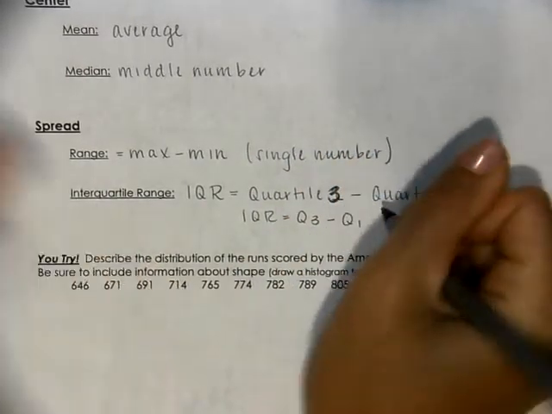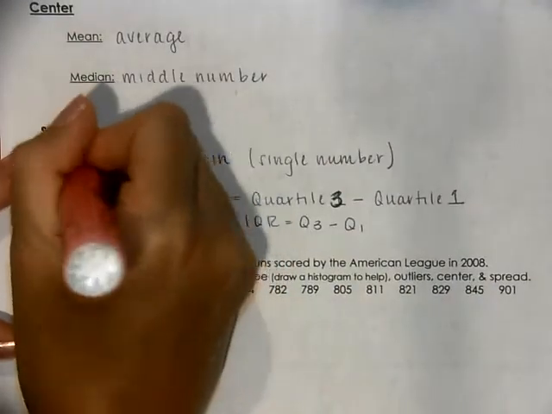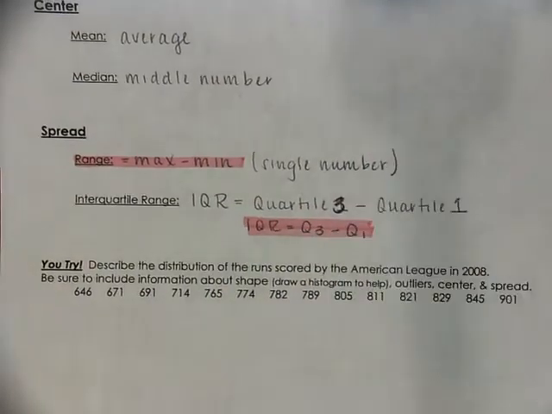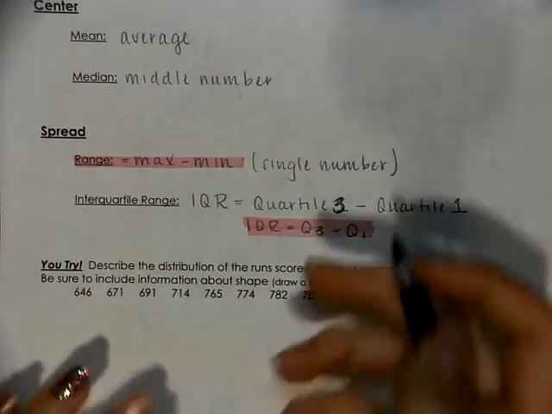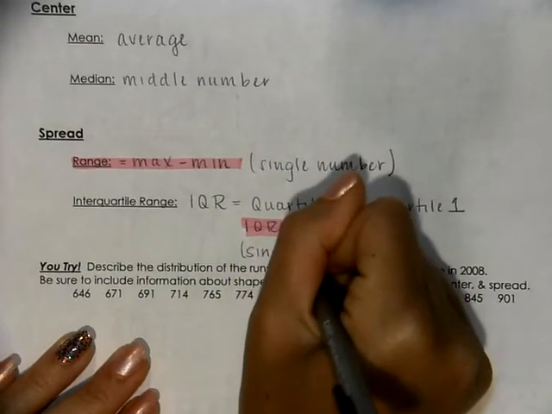And again, your calculator can find your quartiles for you. Just highlight a few of these formulas for you. And just like the range, the IQR is also a single number. So give me the difference between those numbers.